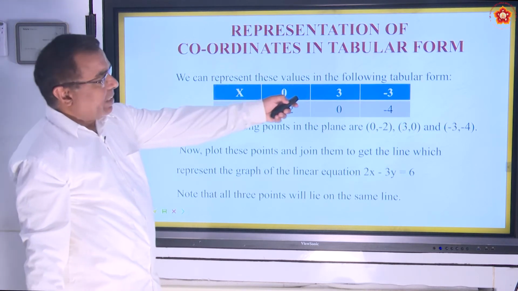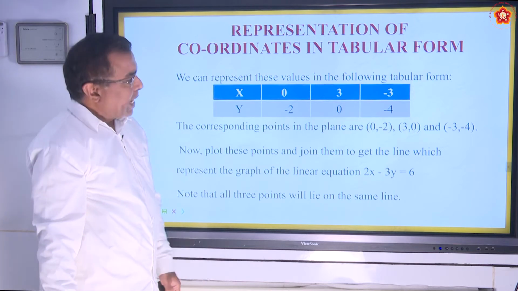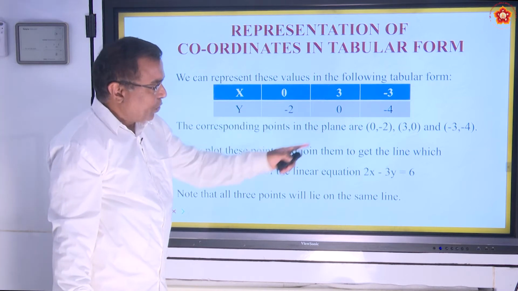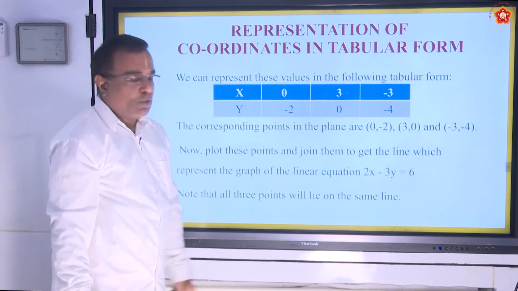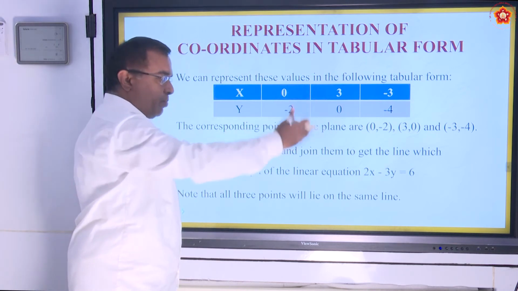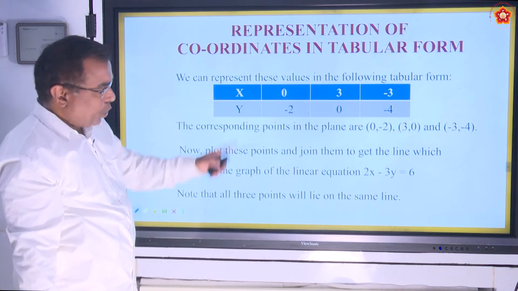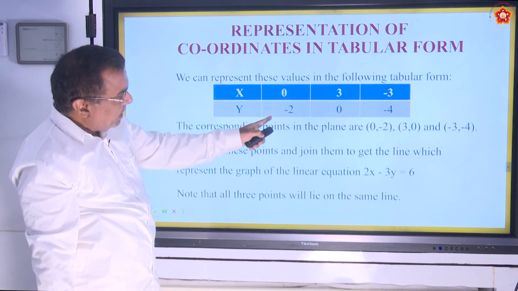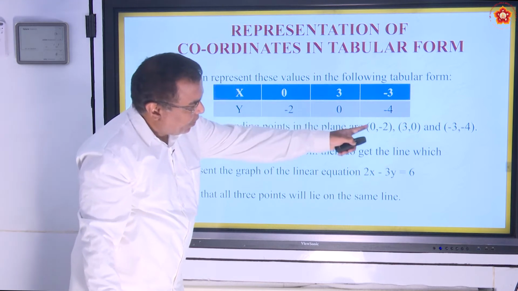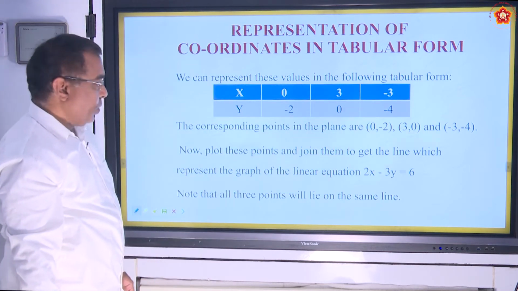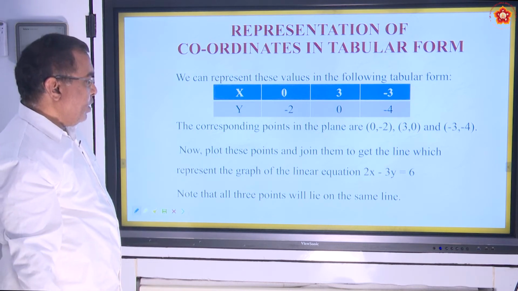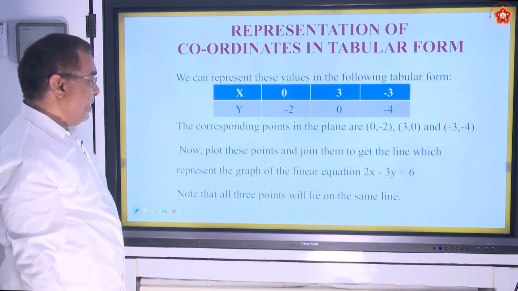So I am representing the values in the form of a table, which I call tabular form. First I will mention all the x values and the corresponding y values which you obtained, and these we call ordered pairs. These are known as the corresponding points in the plane: (0, minus 2). First we will write the x coordinate, and the second value will always represent the y coordinate. Next one, (3, 0) and (minus 3, minus 4). Now plot all these points, and when you plot them, you will get a straight line.